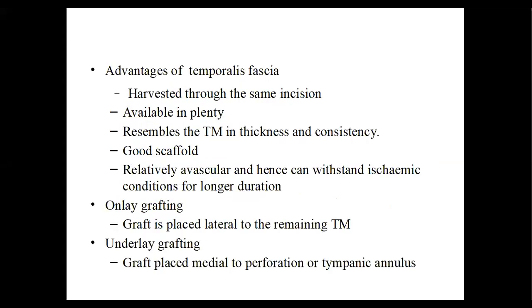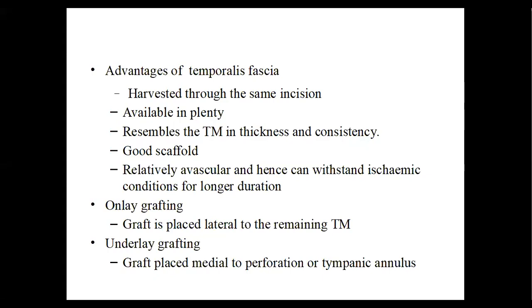Then you can expect, why are you using temporalis fascia, why not other? The first thing is you can harvest the graft through the same incision. That is the best advantage, the best part of the temporalis fascia. Then availability of the graft, that is you can harvest as much graft as you want. So that is the second advantage. Then the third being temporalis fascia resembles the tympanic membrane in its thickness as well as the consistency, having low BMR like that of the tympanic membrane. So that is one of the best parts of temporalis fascia.